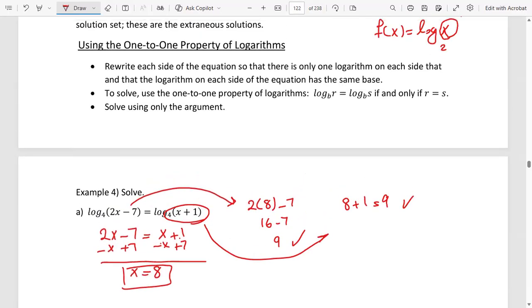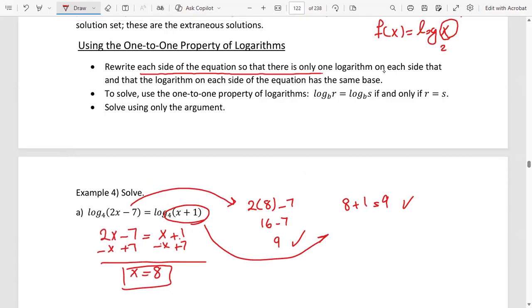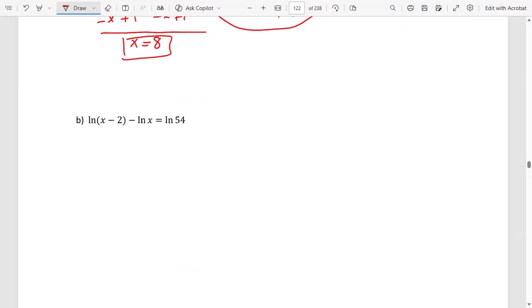So to solve a logarithmic equation, make sure that each side of the equation has only one log. That is very important. Then use the one-to-one property, remove the logs, set the arguments equal to each other, and then solve using only the arguments. Okay, let's look at another example. Part B.